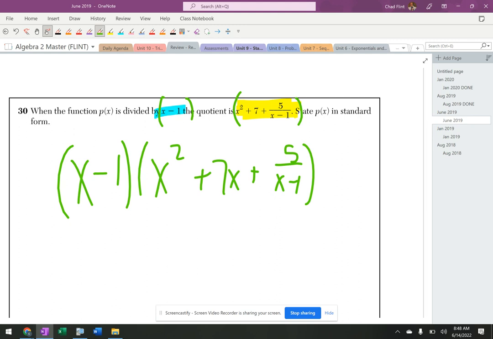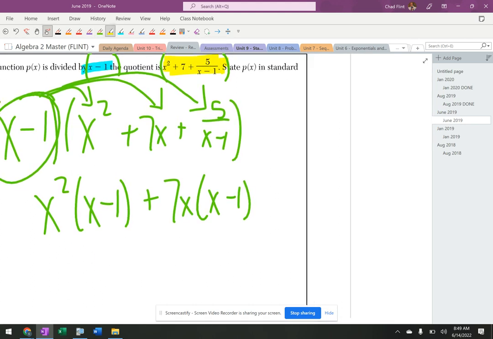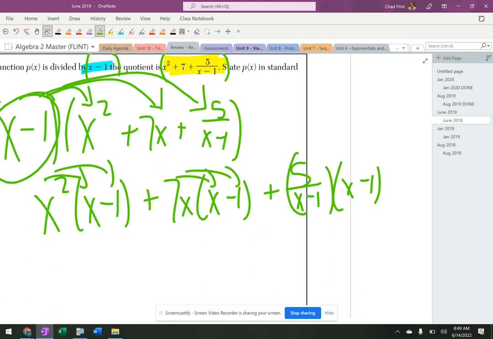Now I'm going to distribute this in a weird way. I'm going to distribute this whole thing to each thing. So I'm going to get x squared times x minus 1, and I'm going to get 7x times x minus 1, and I'm going to get 5 over x minus 1 times x minus 1. The reason I did it that way is because if I didn't, I was going to get a goofy fraction, and then I was going to have to go through and simplify it with common denominators, which is going to make this super difficult to do.